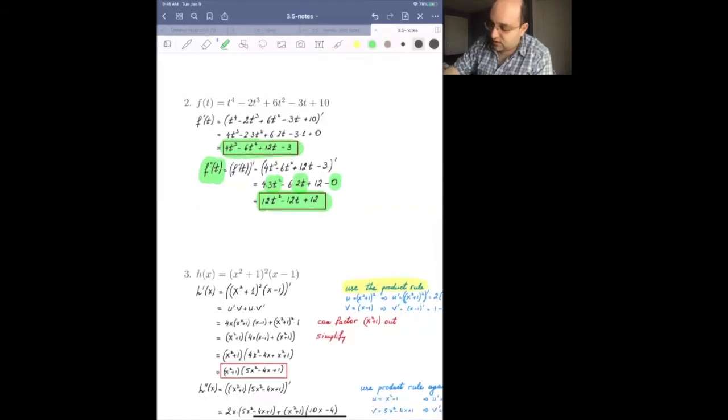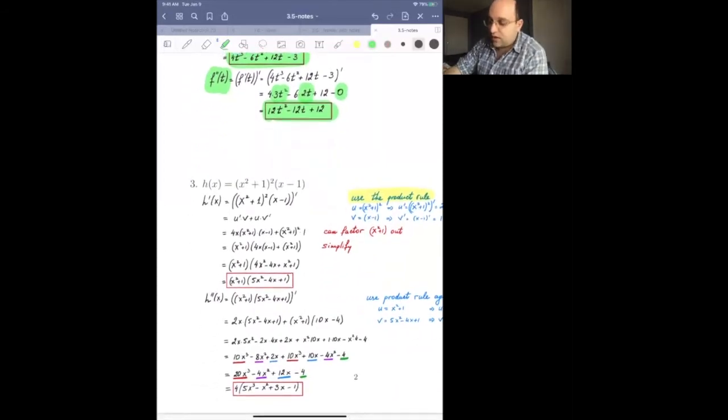So next, example 3. This is a bit different. It's not just a simple polynomial. It's a function which is written as a product of two polynomials, right? One of the ways would be, of course, to write it out as a polynomial, but then it would be much too complicated. Instead, we're going to use the product rule. So we have two expressions, two terms here, which we are multiplying. So we're going to use the product rule.